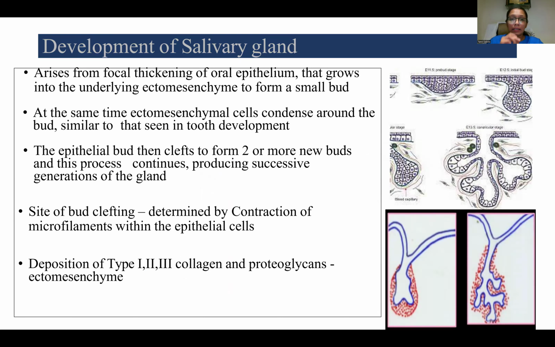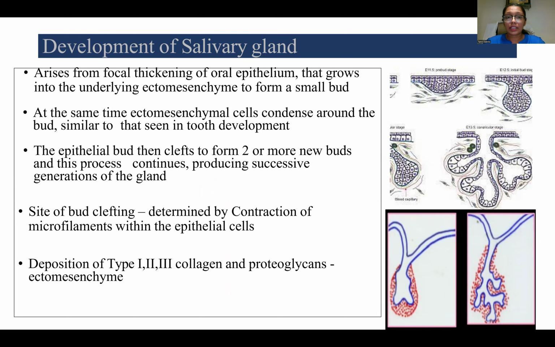Next, we have to understand the development of salivary glands. When we understood what a salivary gland is, the structure of the salivary gland, and the types of salivary gland, the main thing to understand is the development of the salivary gland. That is how the salivary gland has developed overall.